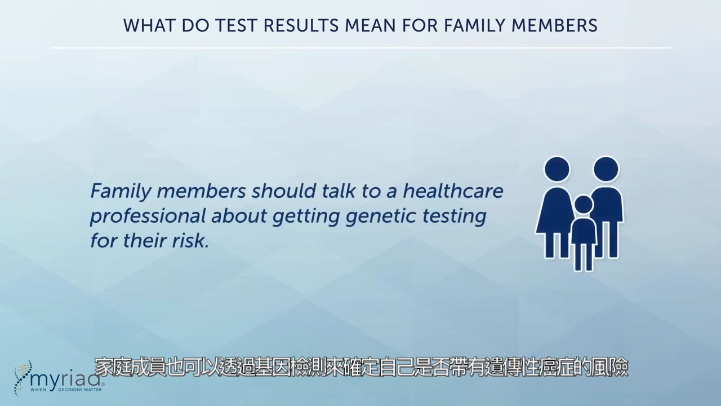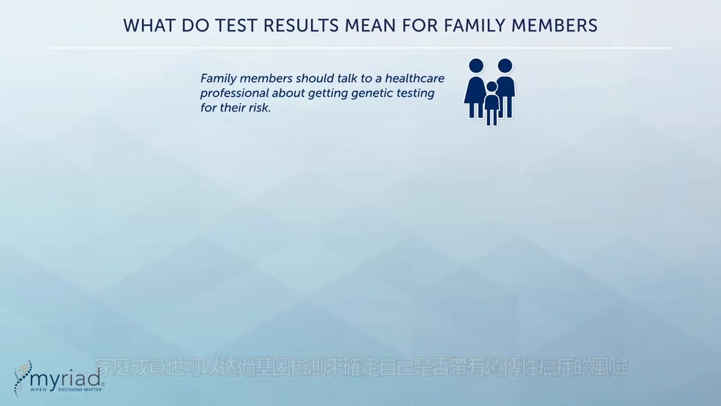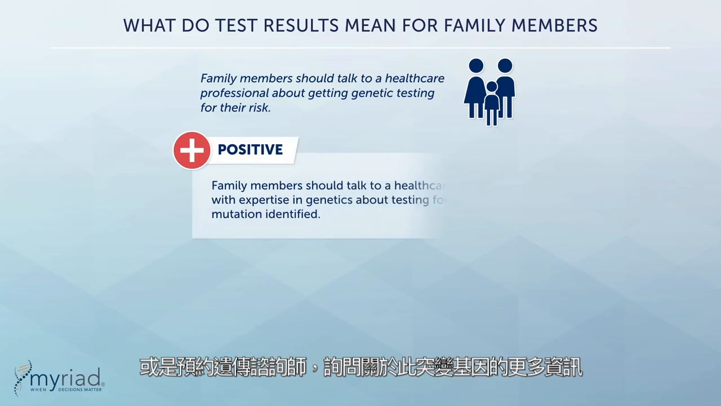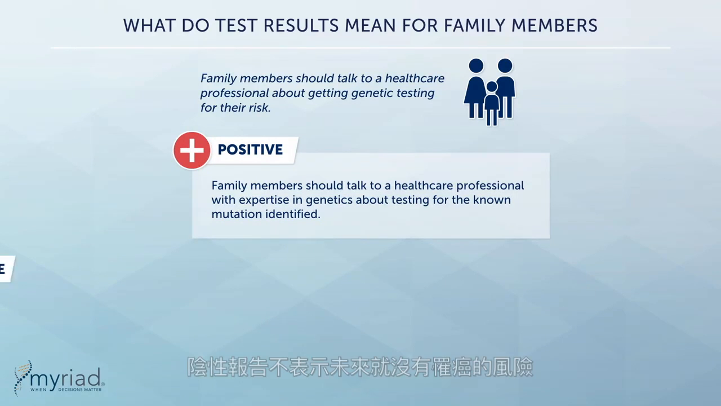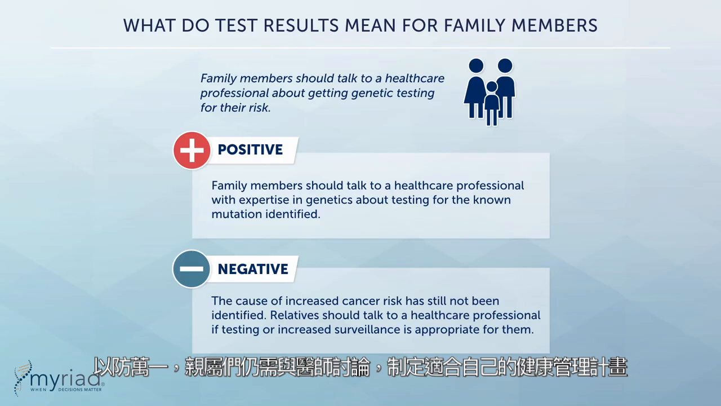Family members also can use genetic test results to identify their own personal risk of cancer. With a positive result, your family members should talk to a healthcare professional about genetic testing for the known mutation. With a negative result, the cause of increased cancer risk has still not been identified. In that case, your relatives should talk to a healthcare professional to see if increased surveillance is appropriate for them.